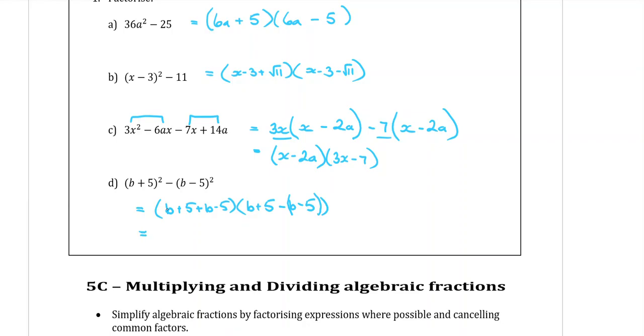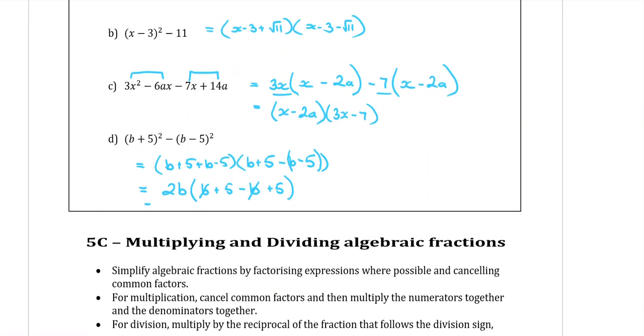So that will be b plus b in the first bracket makes 2b. 5 minus 5 cancels out, so 2b is all that's left from that first bracket. From the second bracket, I have b plus 5 minus b, and then minus 5 when I times the minus through. Then the b minus b will cancel out, and I will have 5 plus 5, which makes 10. So it's 2b times 10, which is 20b.